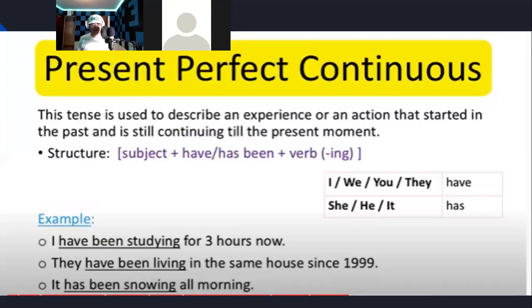Present perfect continuous. This tense is used to describe an experience or an action that started in the past and is still continuing till the present moment. This started in the past. We have the past right here, and it's still happening till the present moment. And I guess it's still not done. Still continuing to happen.